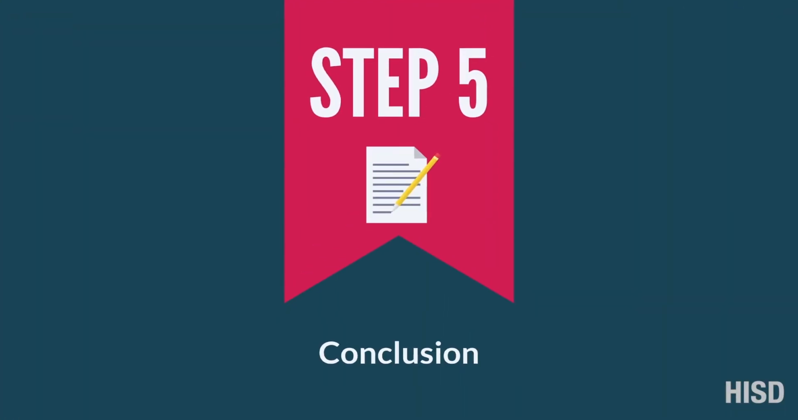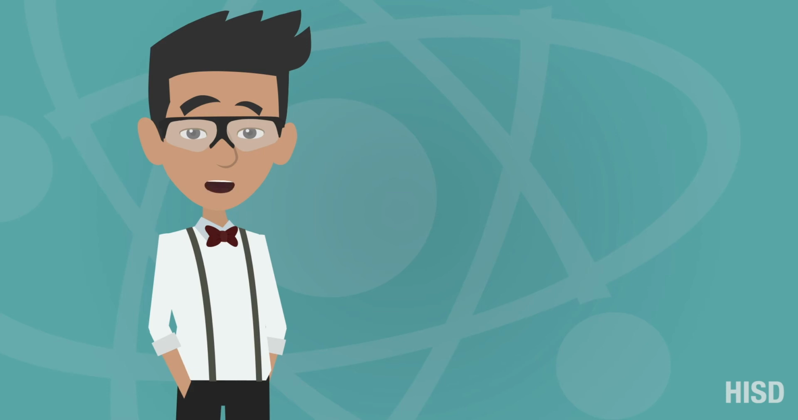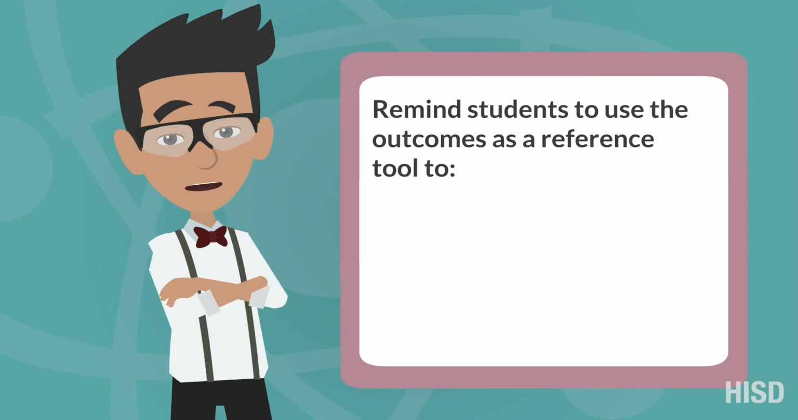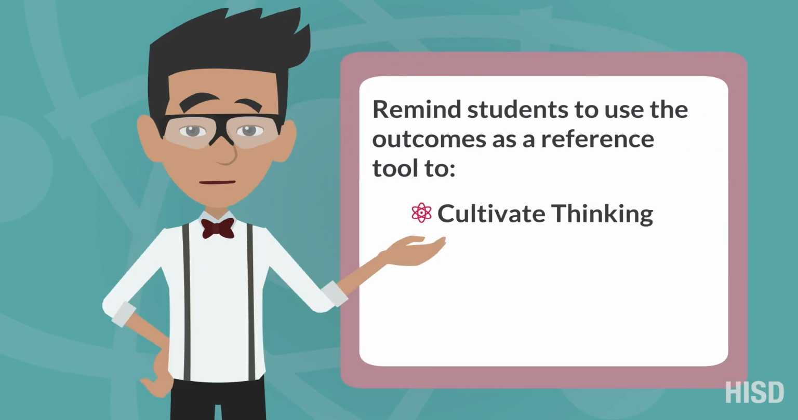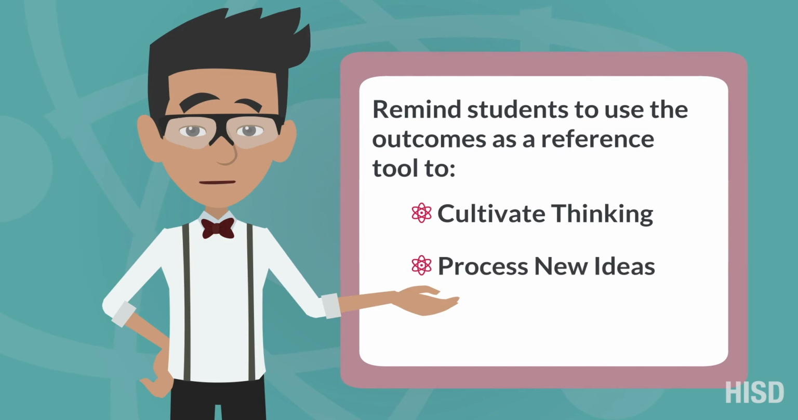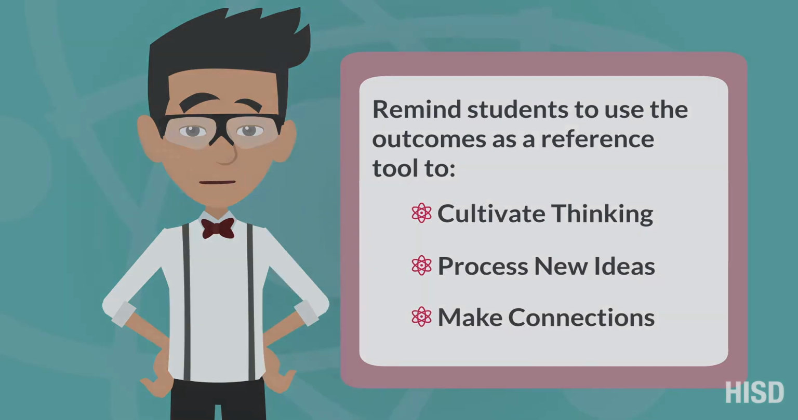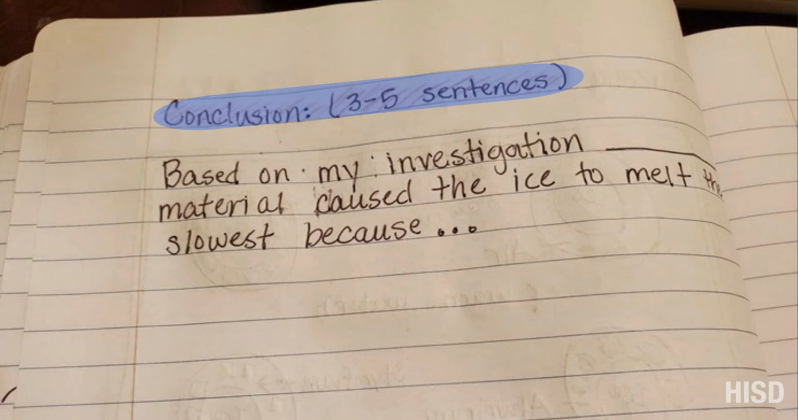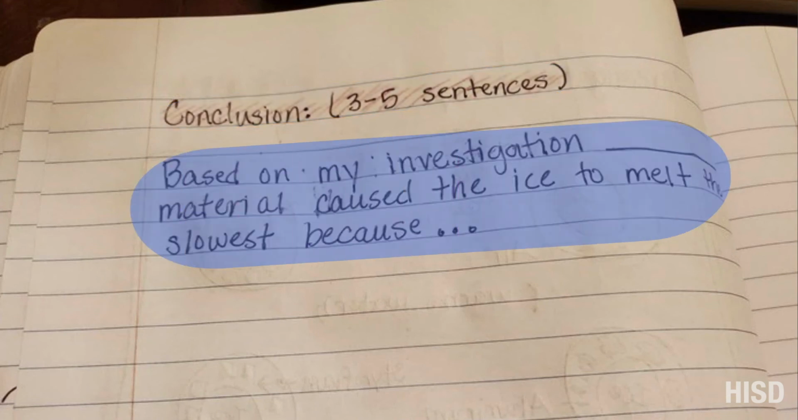Step 5. During and after the investigation, remind students to use the outcomes as a reference tool to cultivate thinking, process new ideas, and make connections. All students should be drawing conclusions based on their findings after the investigation. Teachers can provide sentence stems or sentence starters for support.